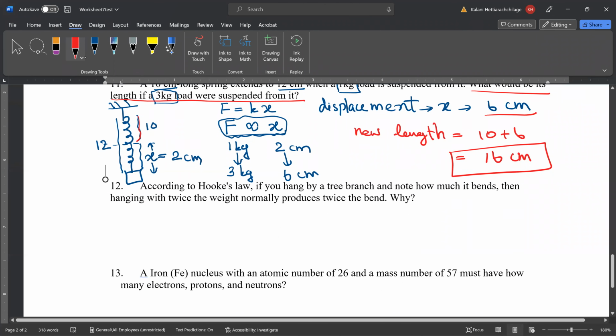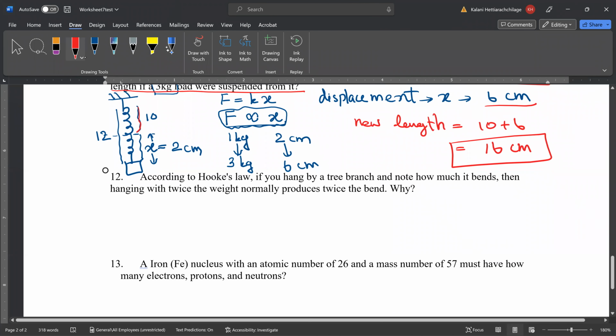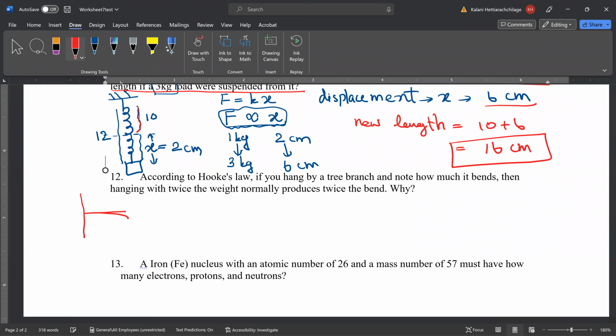Okay, number 2. According to Hooke's law, if you hang a weight on a tree branch and note how much it bends, then hang twice the weight. So you have a branch like this, right? You're going to hang some weight and then you check how much it bends. Now you're going to add twice that mass, and the question is how much it will bend.